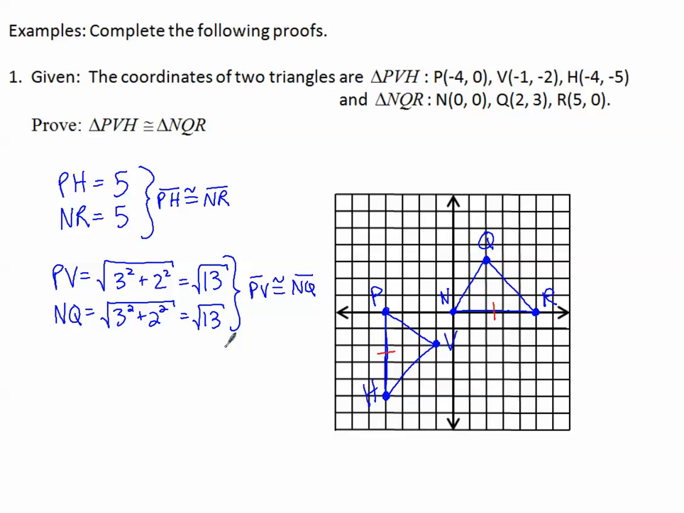Now technically, we would say that these are congruent because the lengths were the same. So this is according to the definition of congruent segments. Since the lengths are equal, the segments are congruent. Let's not forget to mark our pictures that PV and NQ are congruent. One more set of sides to compute. VH.